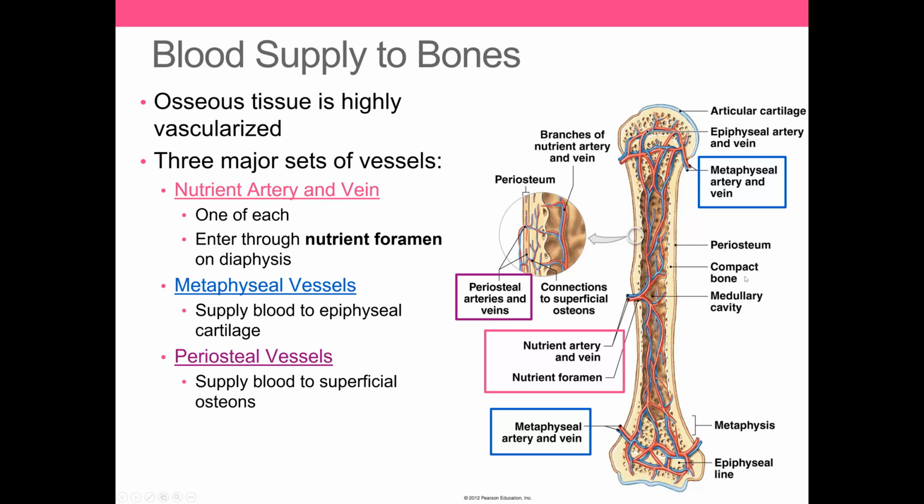And the final set of vessels are the periosteal vessels. And so these are going to be on the outside and associated with the periosteum. And they are supplying blood to superficial osteons. So that's osteons that are closer to the surface, right? So the nutrient artery, nutrient foramen, they go all on the inside, but the bone cells that are on the outside need blood too. So those are supplied by the periosteal arteries and veins. And like I said, after development has finished and the cartilage is gone, all of these blood vessels become very interconnected. So they really are only distinguishable as these three sets during development.